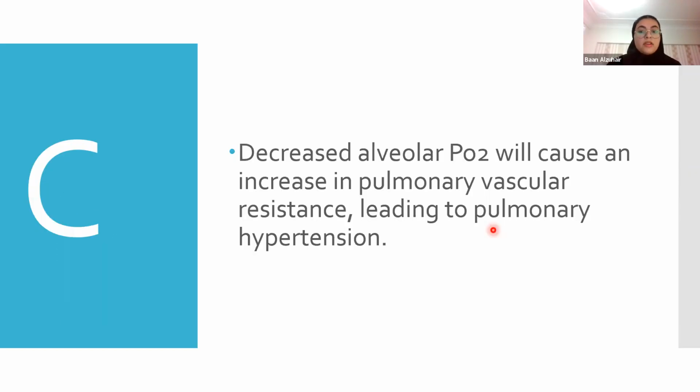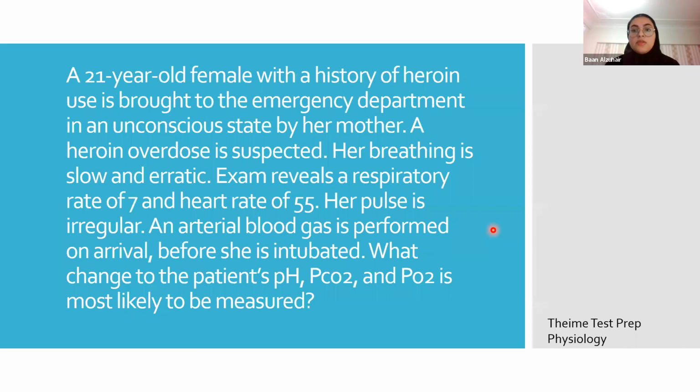Okay, second question. This question has a table. I'm just gonna read the question and then show you the table. Okay. So a 21-year-old female with a history of heroin use, okay, keep this in mind, heroin use, is brought to the emergency department in an unconscious state by her mother. A heroin overdose is suspected. Her breathing is slow and erratic. Exam reveals a respiratory rate of 7, very low, and a heart rate of 55, also very low. Her pulse is irregular, and arterial blood gas is performed on arrival before she is intubated.